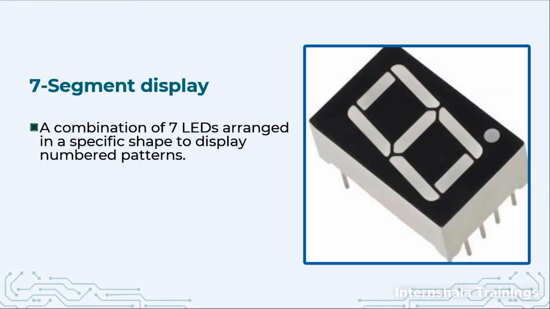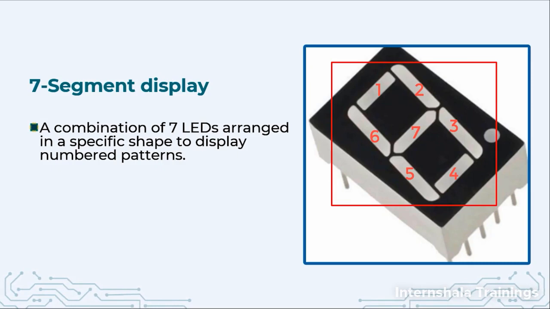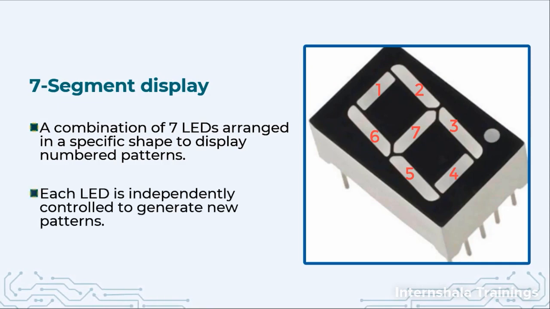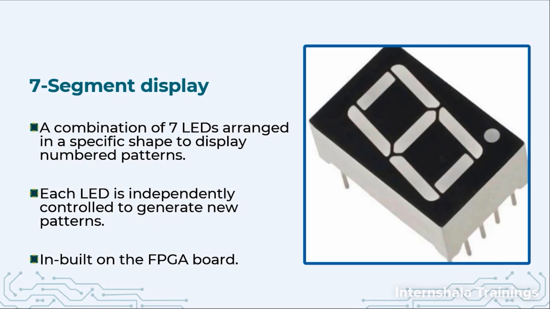So first of all, we should know what a 7 segment display is. A 7 segment display is basically a combination of 7 LEDs which are arranged in a specific shape so that we can generate different numbers using these LED patterns. Each LED is independently controlled and we can switch on or off any one of them to generate different patterns. It is inbuilt on the Basys 3 FPGA. There are 4 7 segment displays available, and we are going to use only one of them.